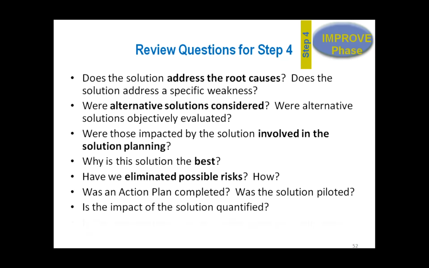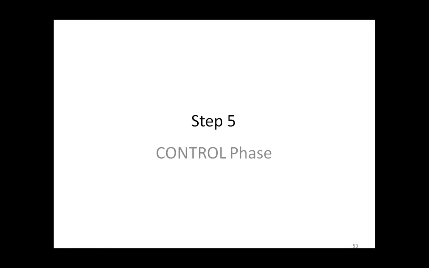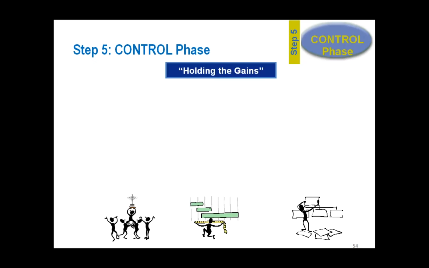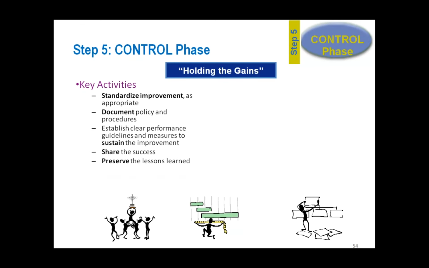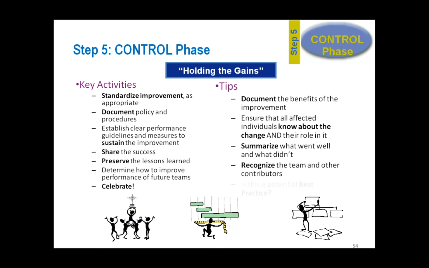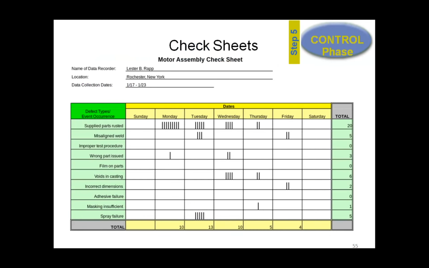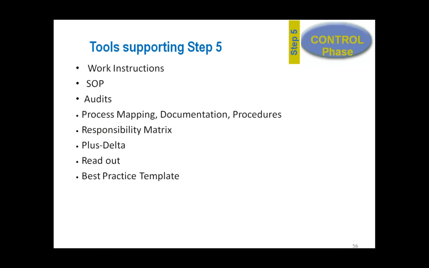So next and the final section here is the control phase, where whatever good job we have done, we hold the gains. We establish standard operating procedures. We document the process. We do the trainings. We celebrate. So all this really are things that make sure that whatever we have improved, check sheets are used to track the improvements.